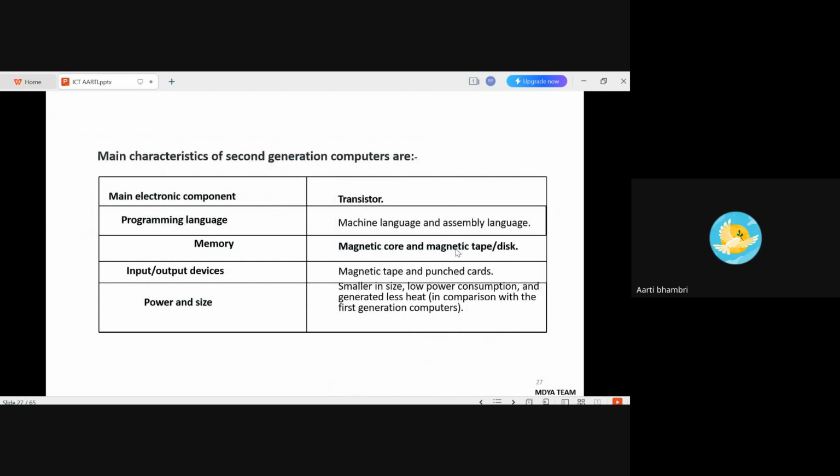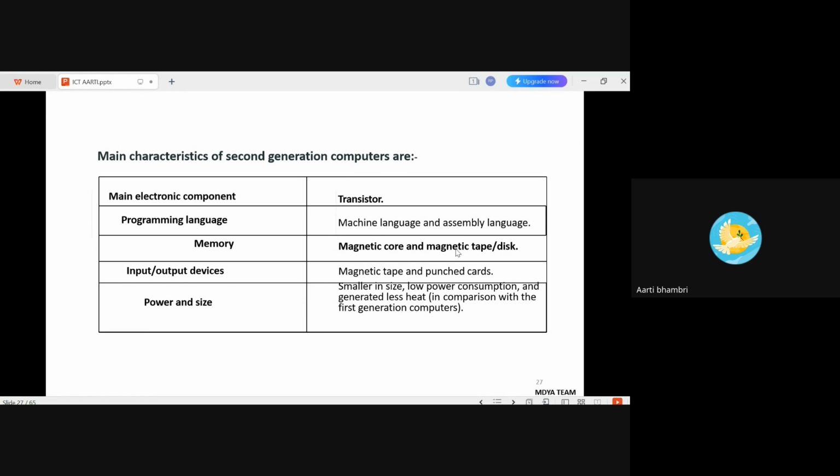Now, the main electronic component is the transistor. In the second generation computer, transistors were used. Programming languages: in the first generation, machine language; in the second generation, both machine language and assembly language. Memories are magnetic core and magnetic tape. Input output devices are magnetic tape and punched card, both. Power and size: smaller in size than the first generation, low power consumption, and generated less heat.